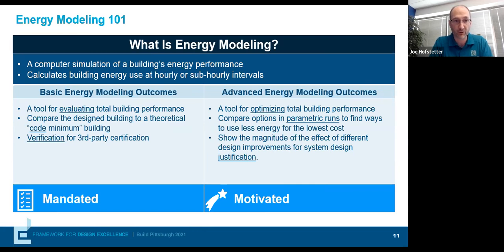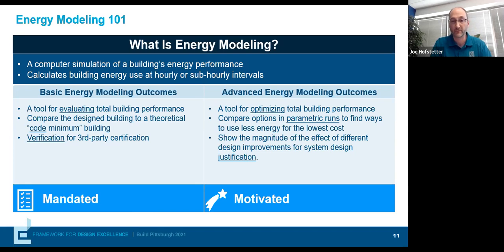And we often get pushed into the position of just evaluating what we've designed, making sure that we're meeting or exceeding code, and providing the verification information for LEED or whatever third party is providing that third-party review. Where I think it's more of an advanced tool, an advanced process throughout the design and construction phases of the project is when, instead of evaluating, we're looking at optimizing.